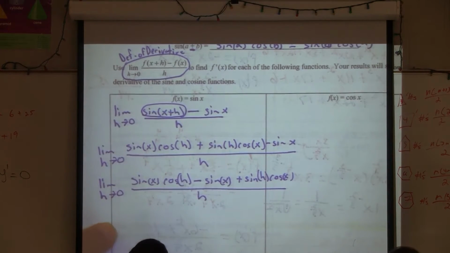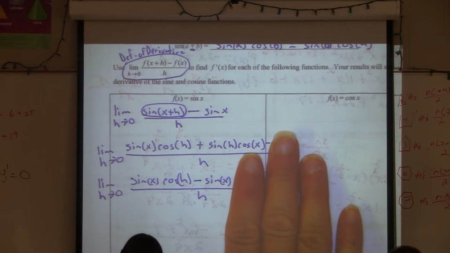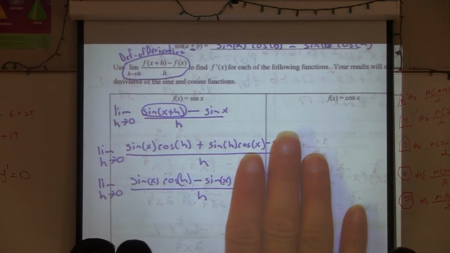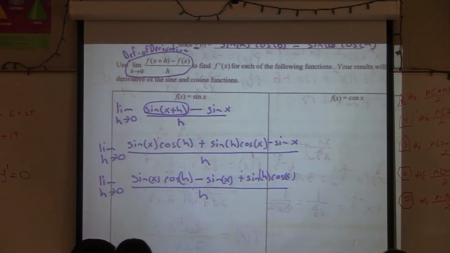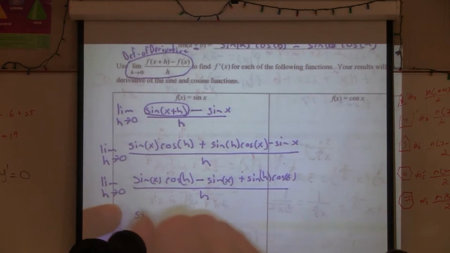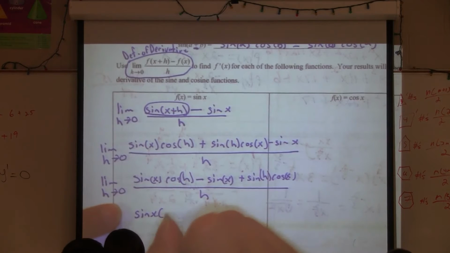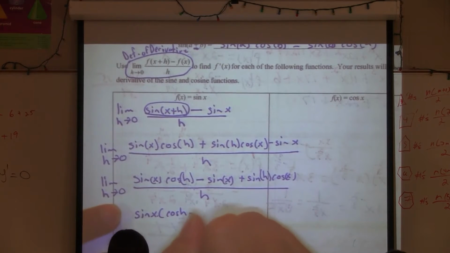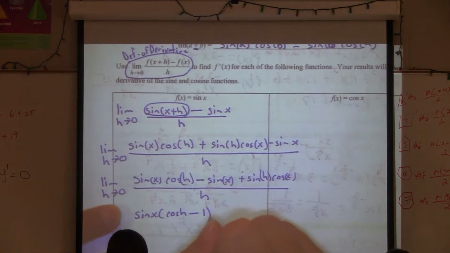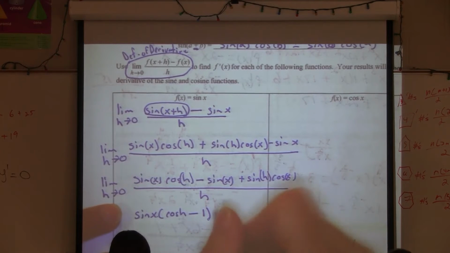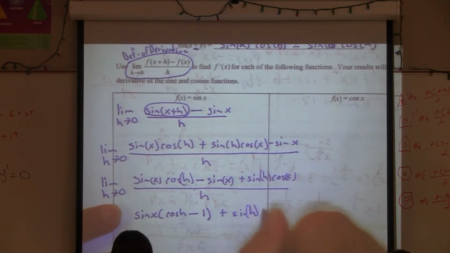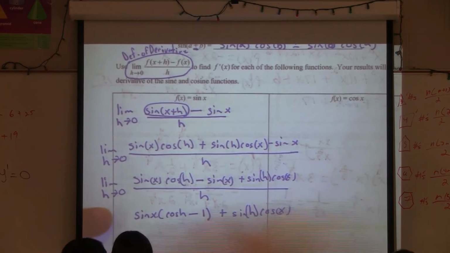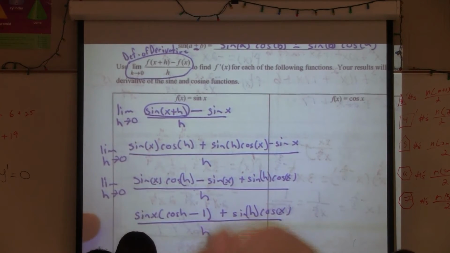So now between just those first two terms, what do they have in common? A sine of x, right? So let's take that guy out, just out of those two, and you're going to see what's going to happen. So we're going to take out a sine of x, and now I have cosine of h minus what? 1. And then plus sine of h cosine of x. Does that kind of look familiar?